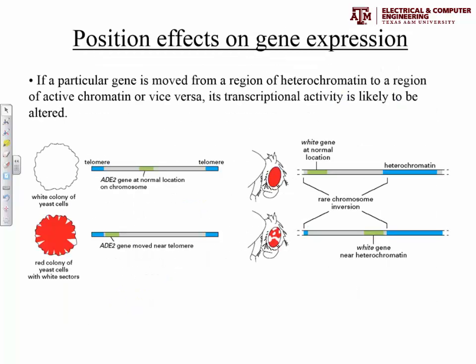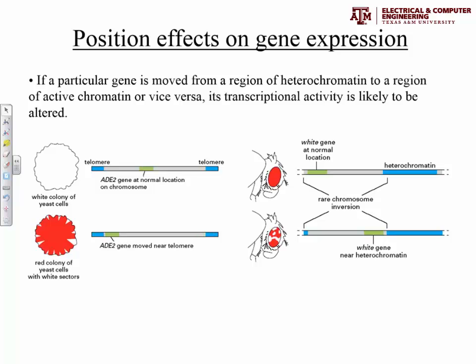Now, by moving genes around in the genome, you can dramatically alter gene expression, right? If a particular gene is moved from a region of heterochromatin, which is transcriptionally inactive with very compact packing, to a region of active chromatin or vice versa, its transcriptional activity is likely to be altered. For example, in yeast cells there is a particular gene called ADE2, which produces a protein that is needed in adenine synthesis. The normal location of that gene is in the middle of the chromosome, right?